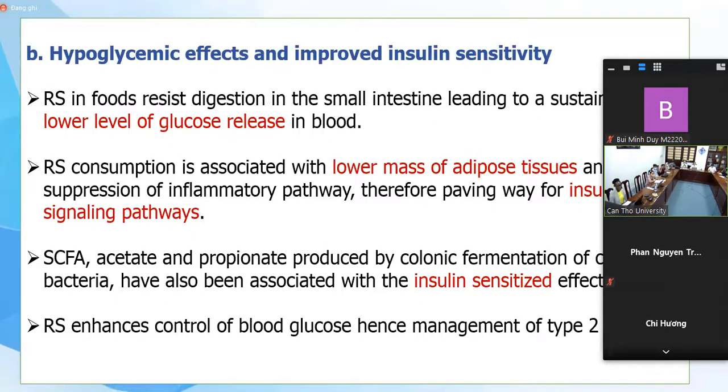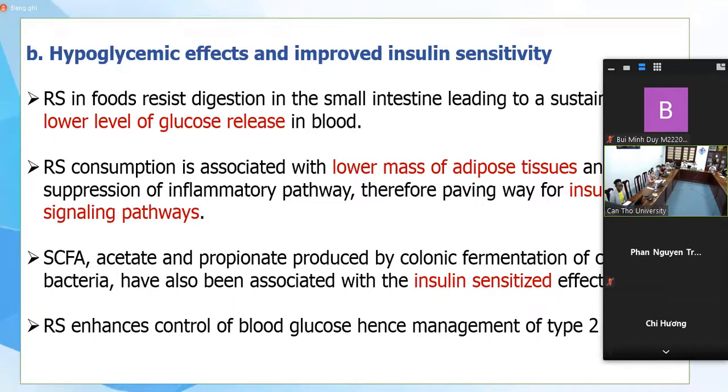Resistant starch in food resists digestion in the small intestine, leading to a sustained and low level of glucose release in the blood. As I explained earlier, when you take resistant starch food, the food is not going to be converted into glucose, which would be absorbed directly into your blood very easily. Therefore, the longer time it takes, your body is able to maintain a low level of blood sugar.